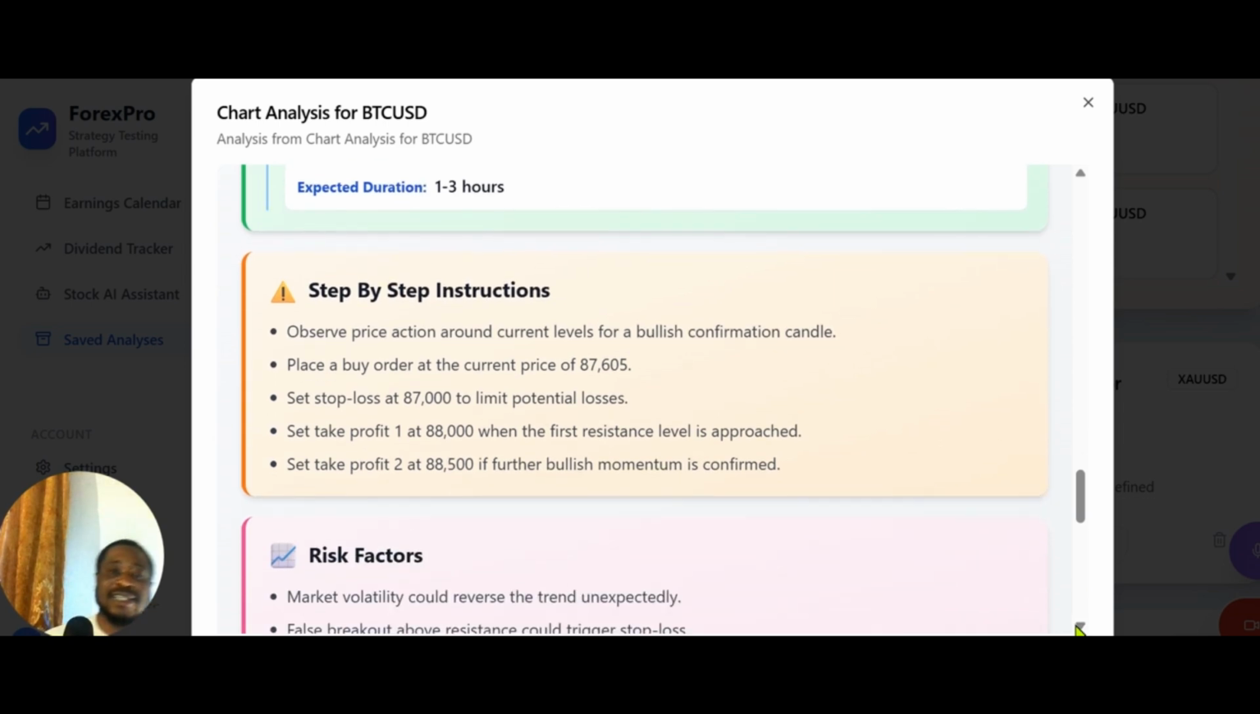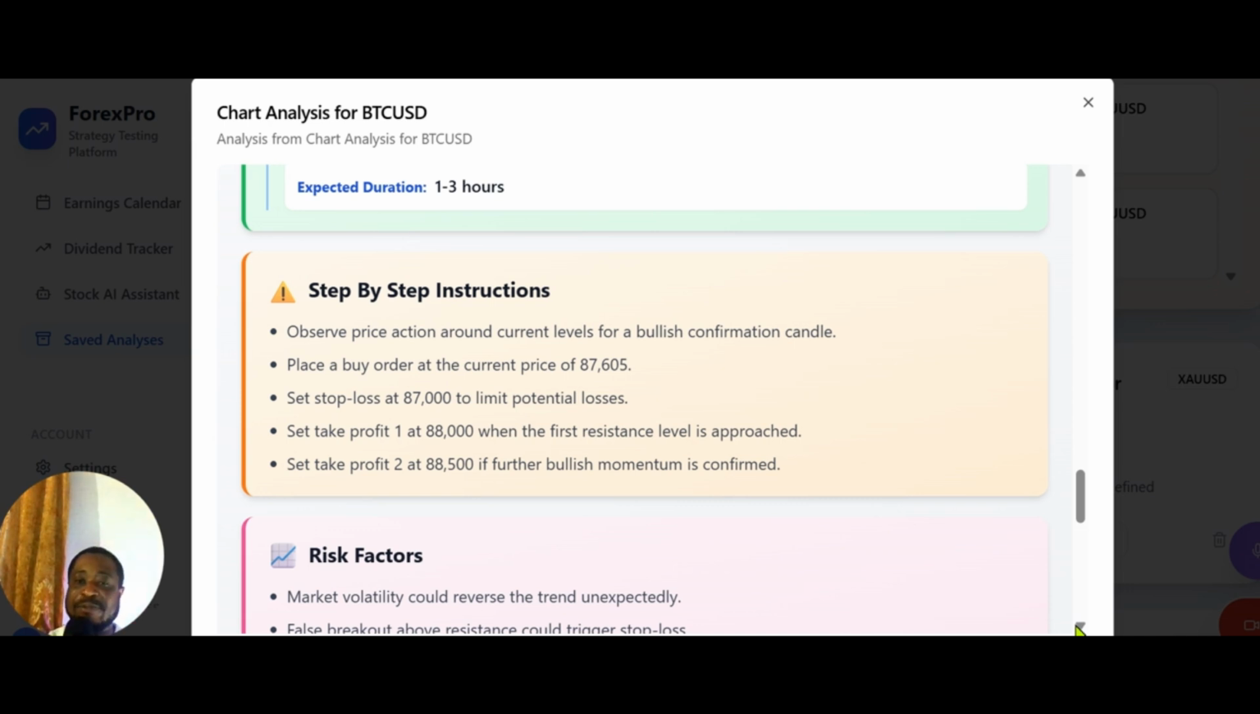Now it's giving us the step-by-step approach to trade the direction it has given you. Observe price action around current levels for a bullish confirmation candle. Place a buy order at the current price of 87,605. Set a stop loss at 87,000 to limit potential losses. Set take profit 1 at 88,000 when the first resistance level is approached. Take profit 2 at 88,500 if further bullish momentum is confirmed.